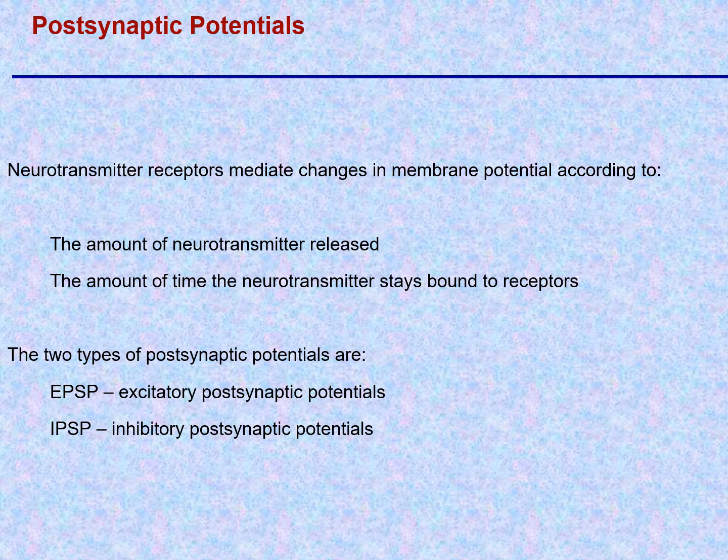Excitatory effects result in a depolarizing effect on the postsynaptic side, and inhibitory effects result in hyperpolarization. So these types of effects on the postsynaptic side are called excitatory postsynaptic potentials, EPSPs, and I'll write it here, EPSPs cause a depolarizing effect on the postsynaptic side.